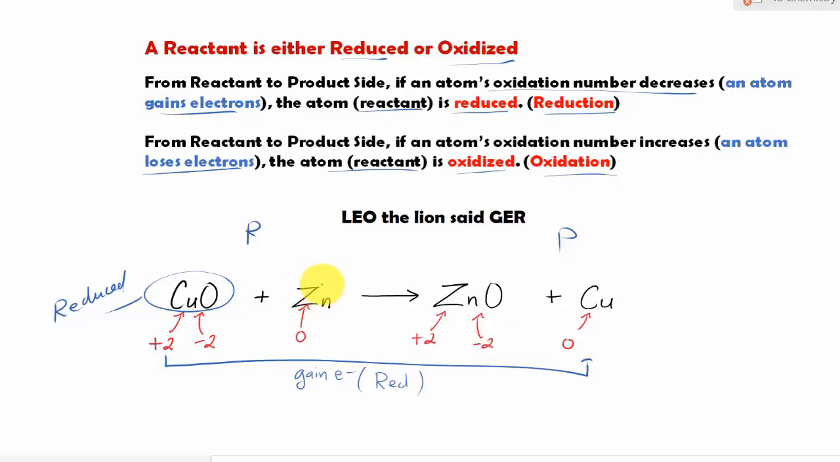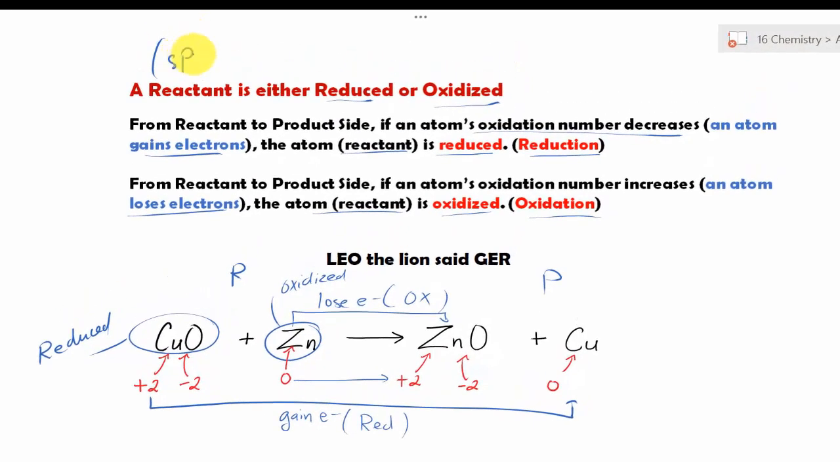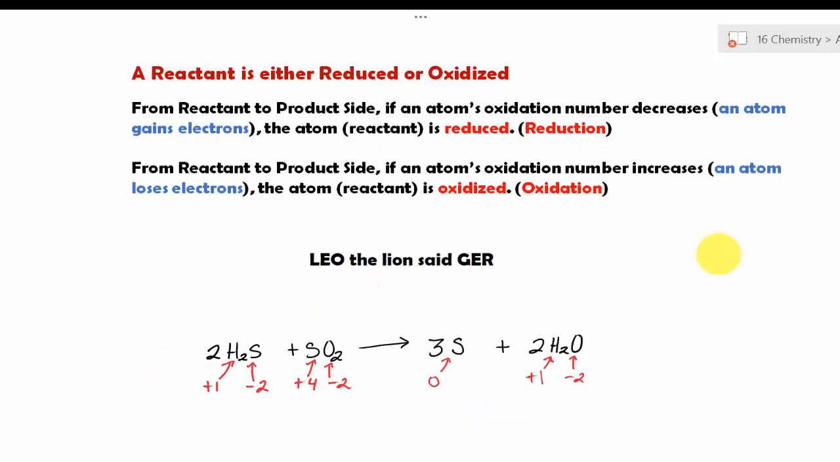For zinc, Zn is going from 0 all the way to 2+, and the only way that's possible is because it's losing the negative electron. So we have lose negative electron, and that is oxidation. Therefore, zinc is being oxidized. Notice how I use the terms reduced and oxidized to describe the reactant, not the product. Sometimes they use a common term called species, but that's just saying the substance in the reaction that is being reduced or oxidized. Now let's try another problem.